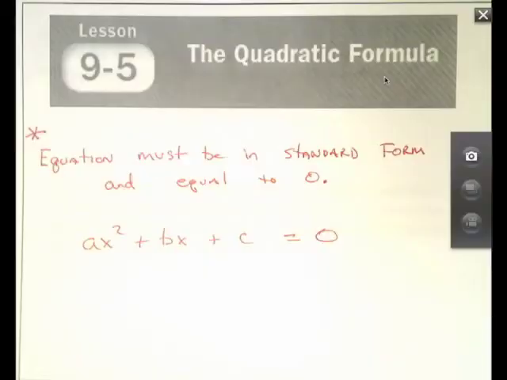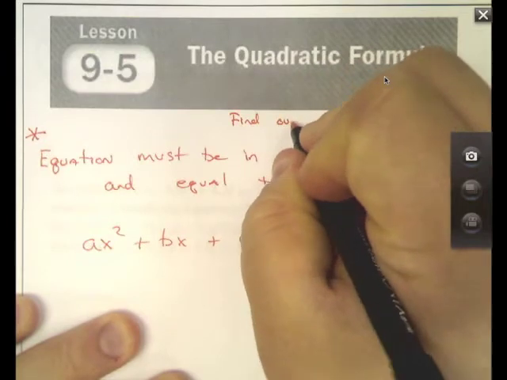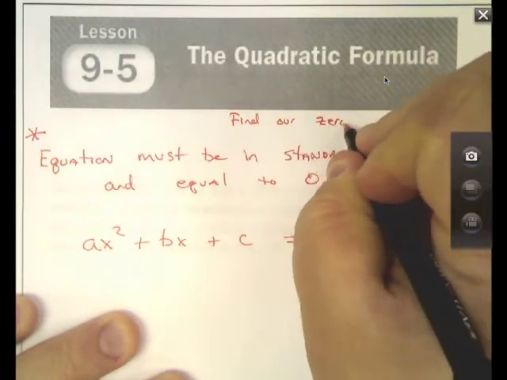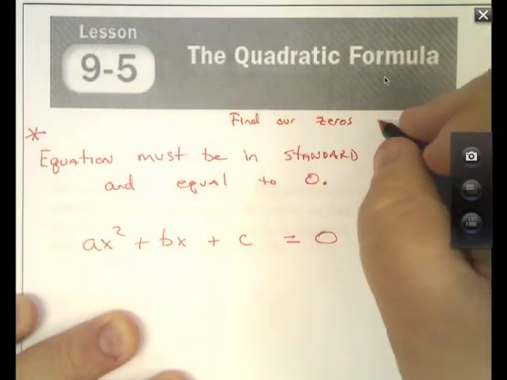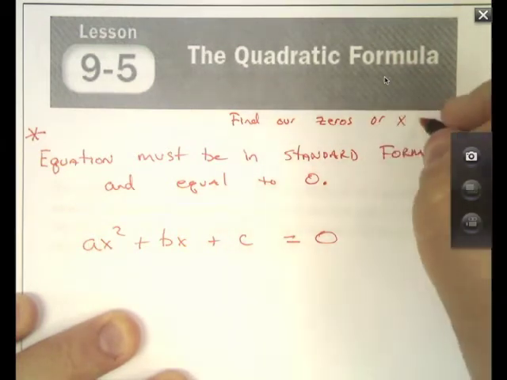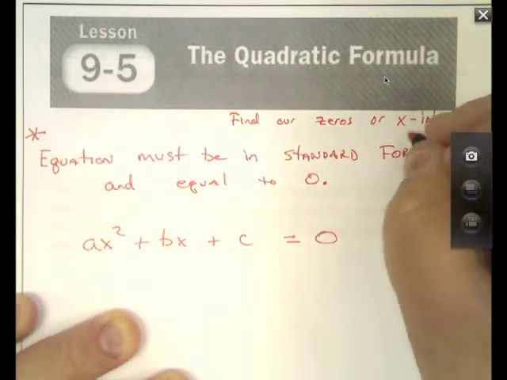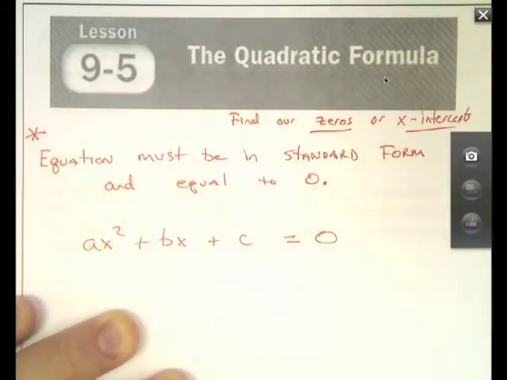Right, today we're going to talk about lesson 9-5, the quadratic formula. And the quadratic formula helps us find our zeros, or the place where it crosses the x-axis, or x-intercepts. That's the same thing. X-intercepts and zeros are the same thing.